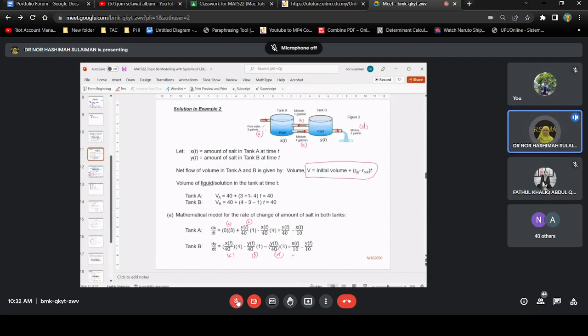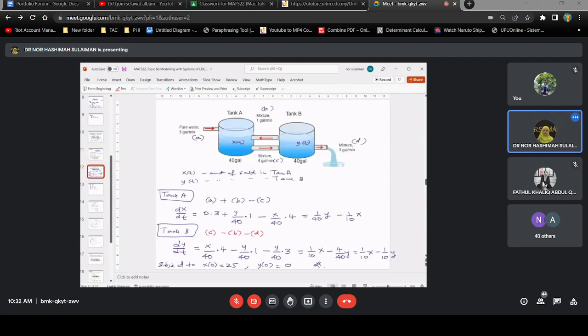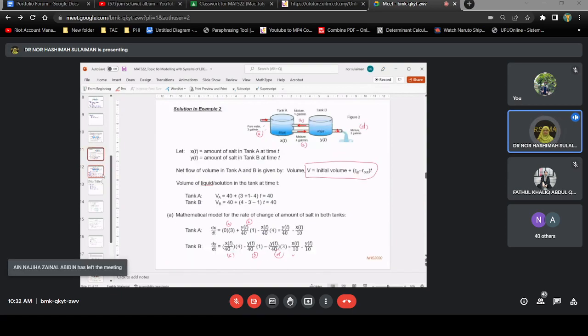Okay, alright. So this is how we go about modeling the rate of change of the amount of salt in the tank when the tank involves more than one tank. Okay, more than one connected tanks. Okay, right. So ini saya dah explain hari tu, right?